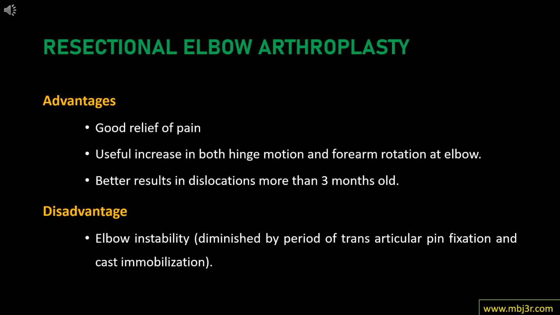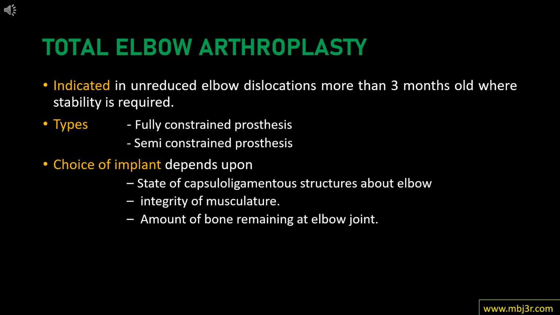Advantages are it gives a good relief of pain, useful increase in both hinge range of motion and forearm rotation at elbow, better results in dislocations more than 3 months old. Disadvantages: elbow instability. Total elbow arthroplasty. It is indicated in unreduced elbow dislocations more than 3 months old where stability is required. Types: fully constrained prosthesis, semi-constrained prosthesis. Choice of implant depends upon state of the capsulo-ligamentous structures around the elbow, integrity of the musculature, amount of bone remaining at elbow joint.